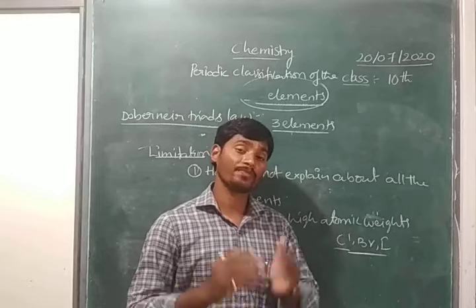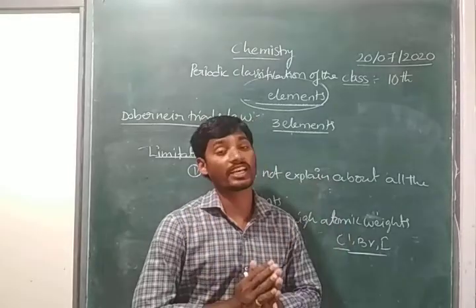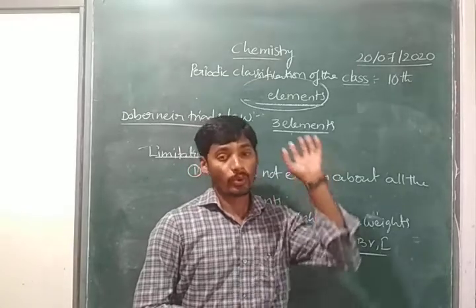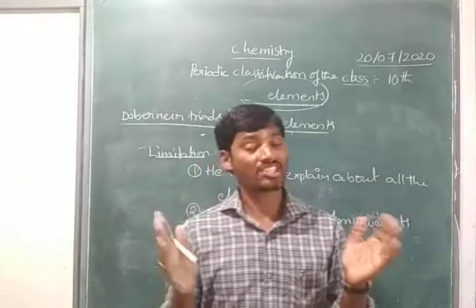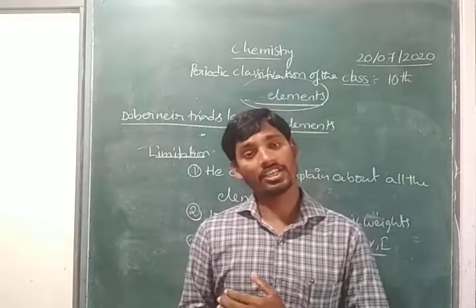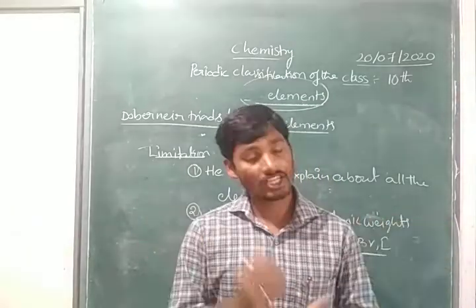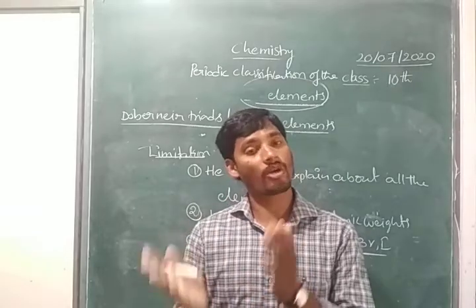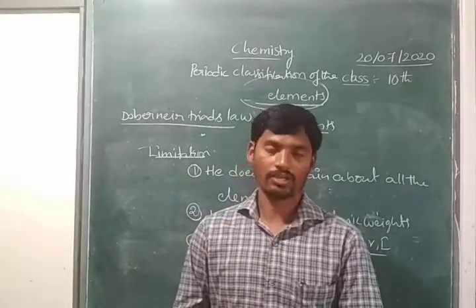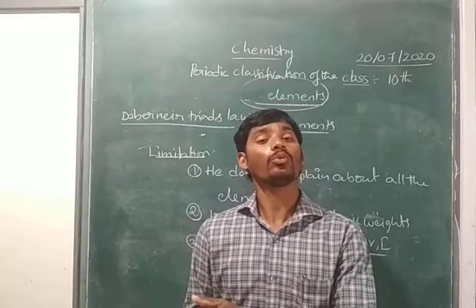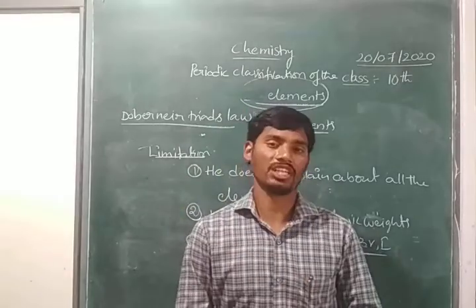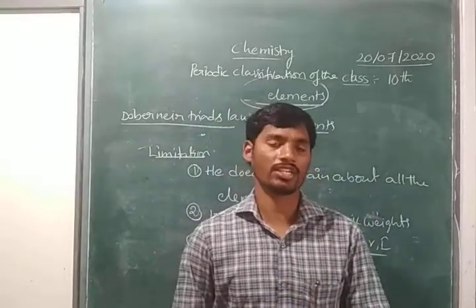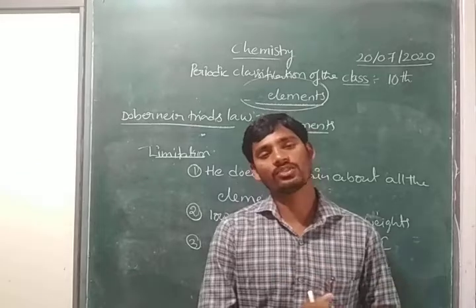But whatever it may be, what Dobereiner proposed in his classification gave a clue toward introducing a systematic order for the elements. That's why, children, the Dobereiner classification does not give complete information. Some more drawbacks are there in the Dobereiner triads law. Right, children? So we have to consider one more classification. One classification is not enough, so we need to go for another classification.